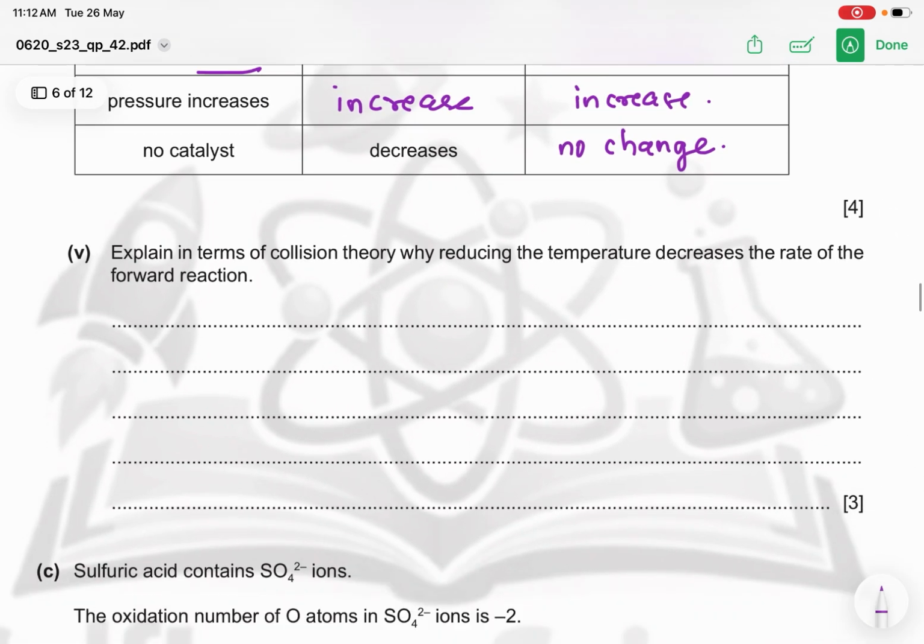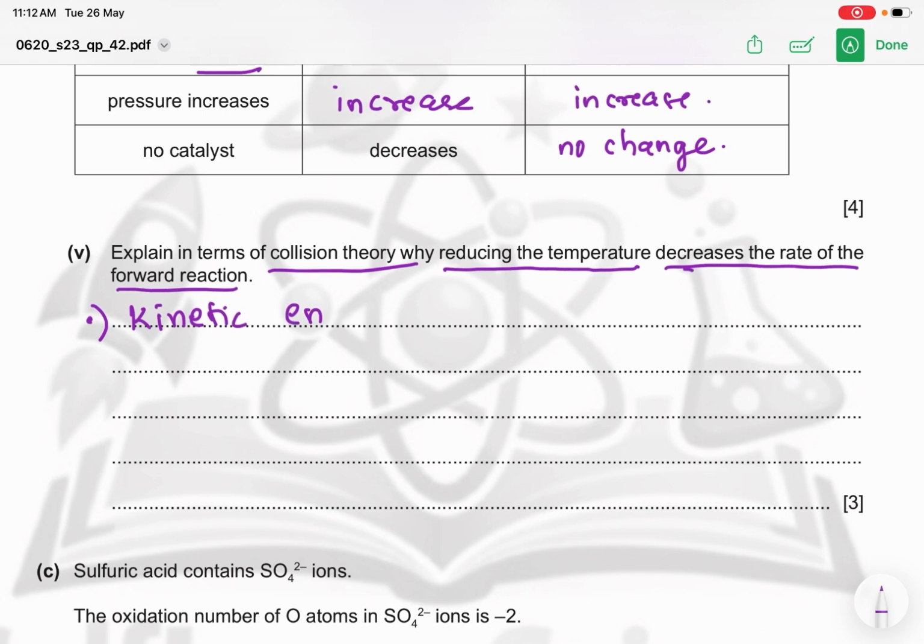Next, explain in terms of collision theory why reducing the temperature decreases the rate of forward reaction. Now many a times we have a habit that always they ask about increase in temperature. But we have to read the question properly. They are asking about decreasing the temperature and hence why the rate of reaction decreases. So it's very simple. If the temperature is decreased, the particles will have less kinetic energy. So kinetic energy of particles will decrease.